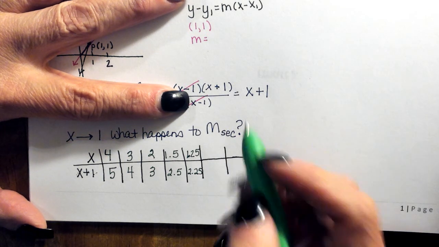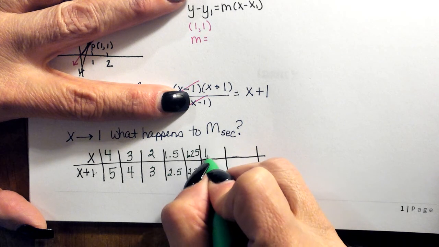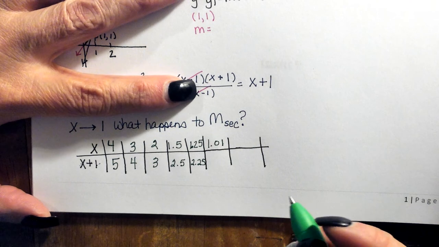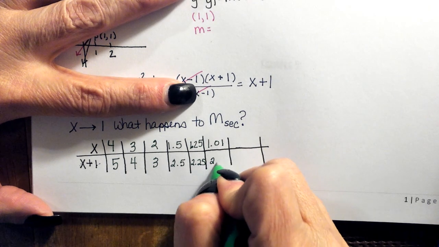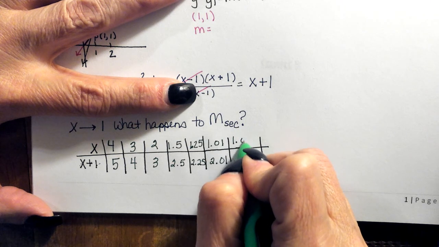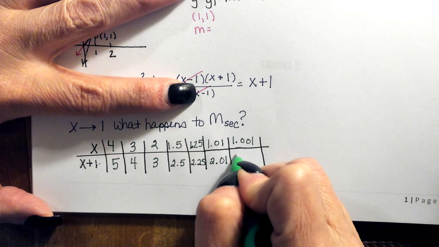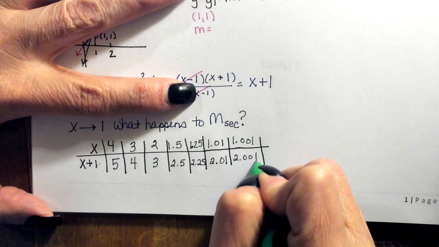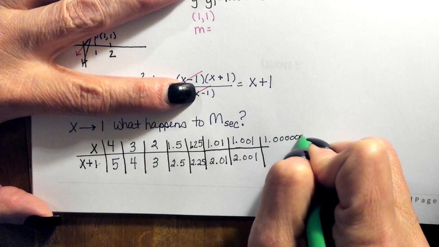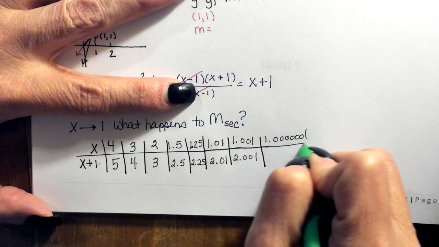Okay, this is in green. So let's do 1.01. Let's get really close, like we're almost right on top of it. So that's going to be 2.01. How about 1.001? Well, that would be 2.001. What about if I put 1.0000001? If I moved all the way down to there.